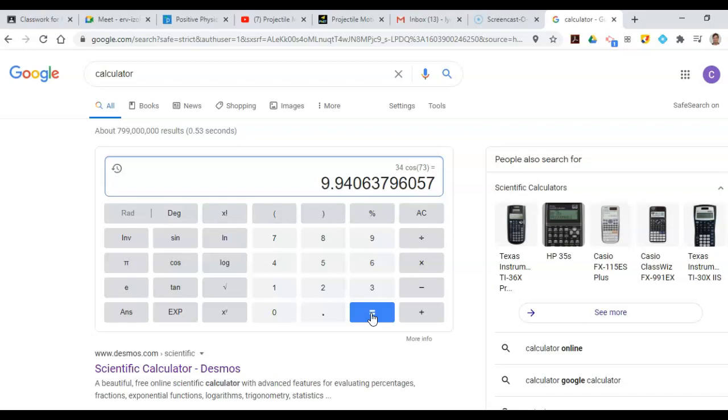Our velocity in the horizontal direction is 9.94 meters per second. Okay, and just for the sake of discussion, let's look at just cosine of 73 all by itself, which is 0.29.